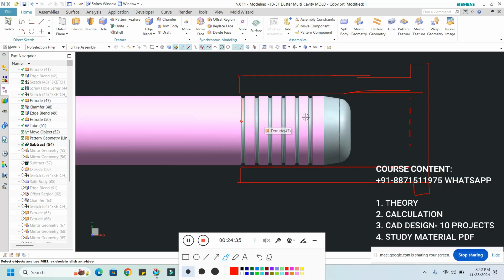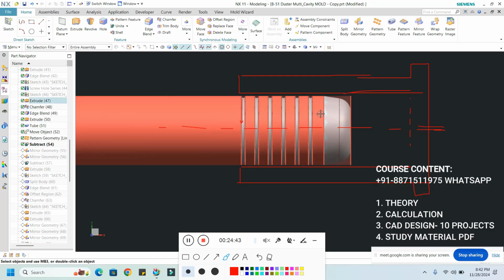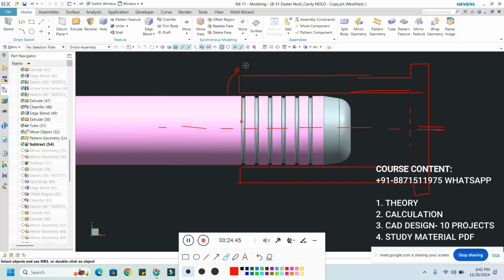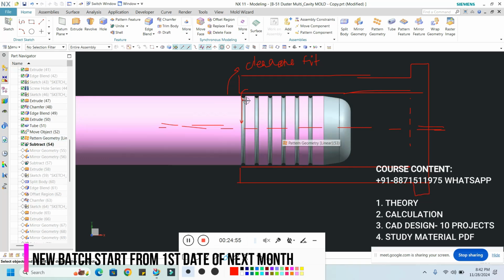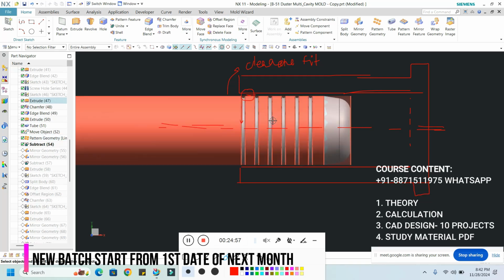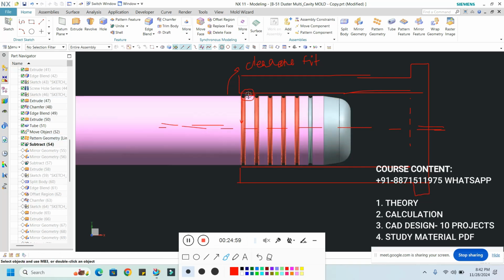What is the purpose of this guide pillar and the guide bush? Not sliding, but clearance fit. Both are clearance fit. The purpose is proper alignment, so there will be very little tolerance. It will be in clearance, so basically this will be a slide fit.